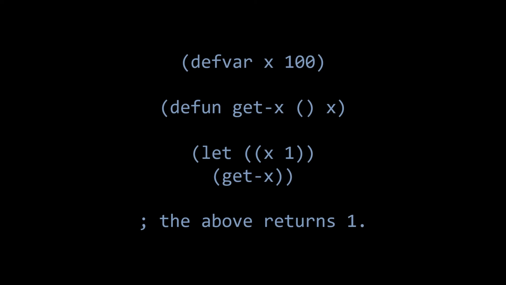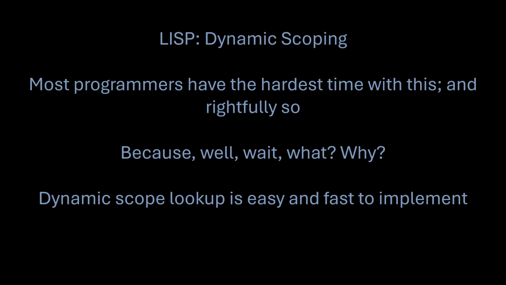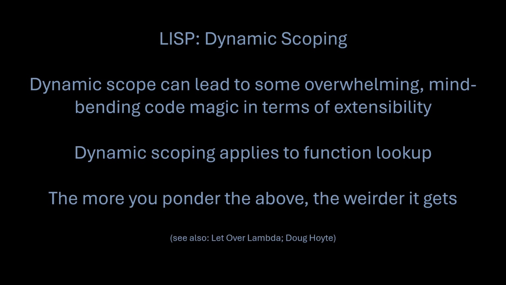But as you can see, lexical scoping is hard because it has to remember what x is referring to and not just do this fast lookup. Now, as a side effect of this, again, this is really fast, right? But it makes programmers now look back at Lisp and have the hardest time going, what is this actually doing? And why would you do this? And yes, it was really fast and easy to implement, but even more so, using dynamic scope can lead to some very mind-bending code magic in terms of extensibility.